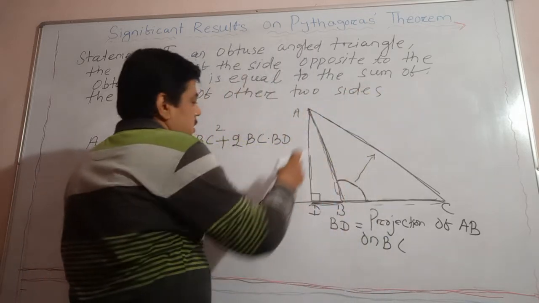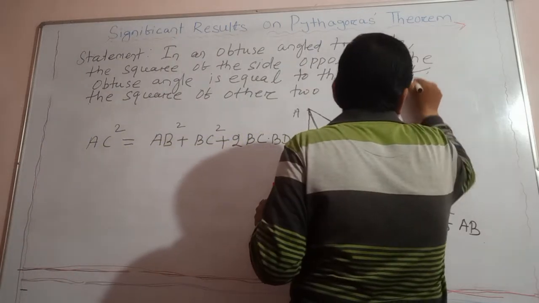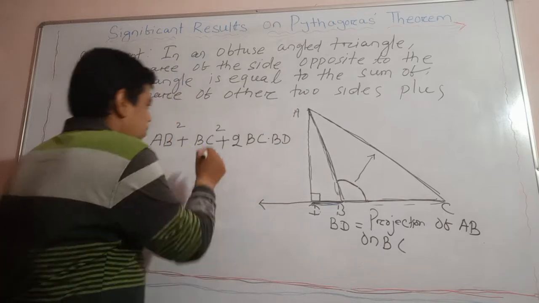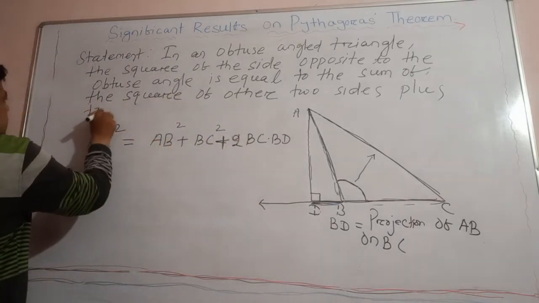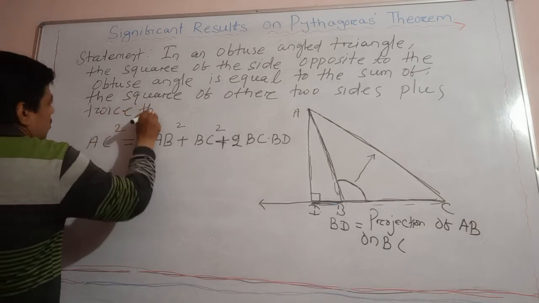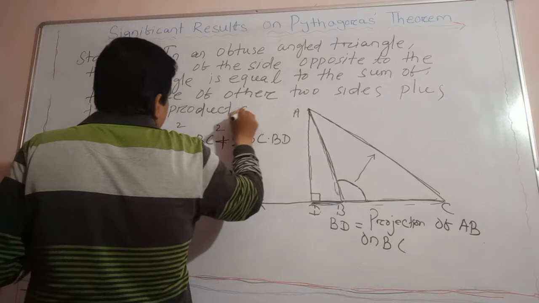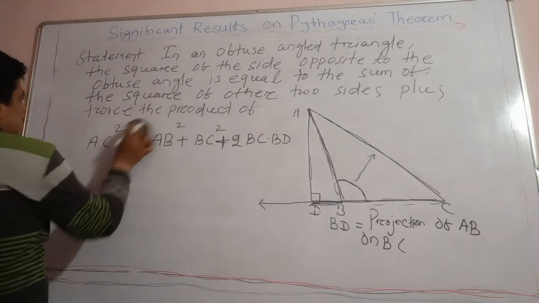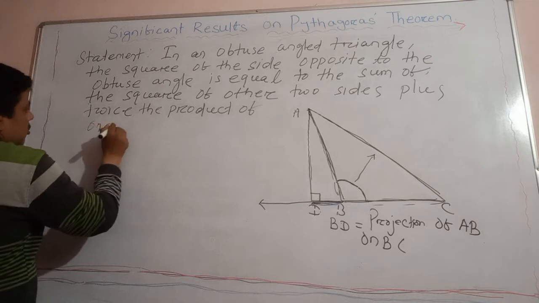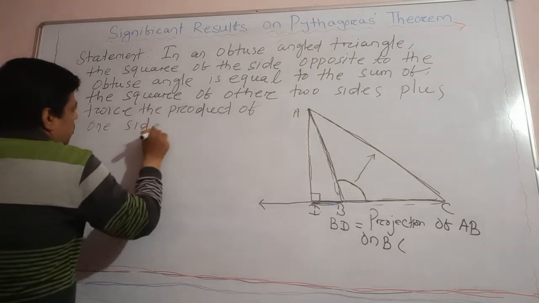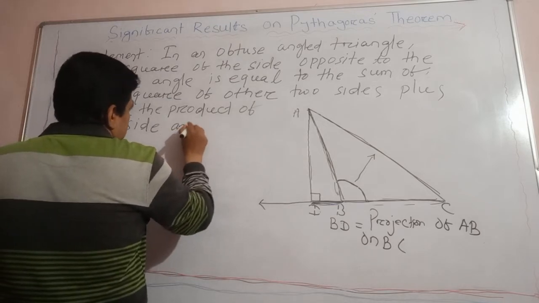The other two sides: one side is AB, other is BC. Here I am giving a plus sign. Plus 2 means twice the product of one side and the projection of the other side.